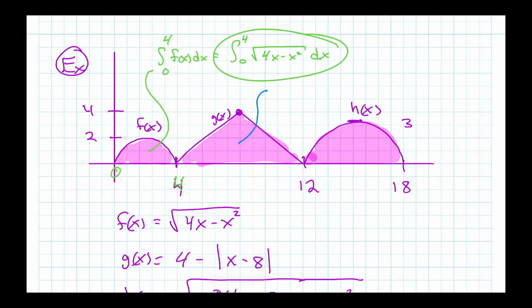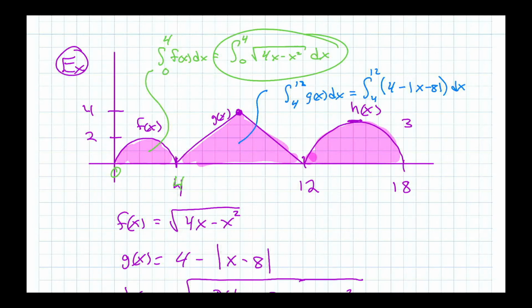Well, same idea. It's an integral from 4 up to 12 of g of x dx. What's g? Well, we know that g of x is given here, 4 minus absolute value x minus 8. So parentheses 4 minus absolute value x minus 8 dx. I'm putting parentheses here because this dx is supposed to be on the entire function.